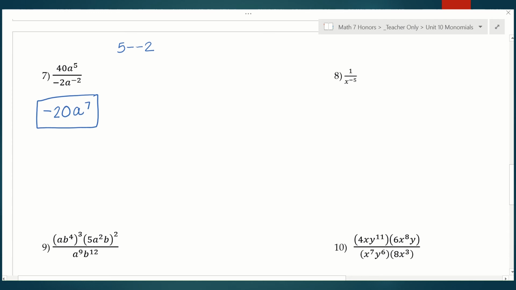Number 8 we saw in the previous lesson, so remember if there's a negative exponent in the denominator, all we need to do is bring it to the numerator, and it becomes the opposite sign. So the answer there would just be x to the 5th.